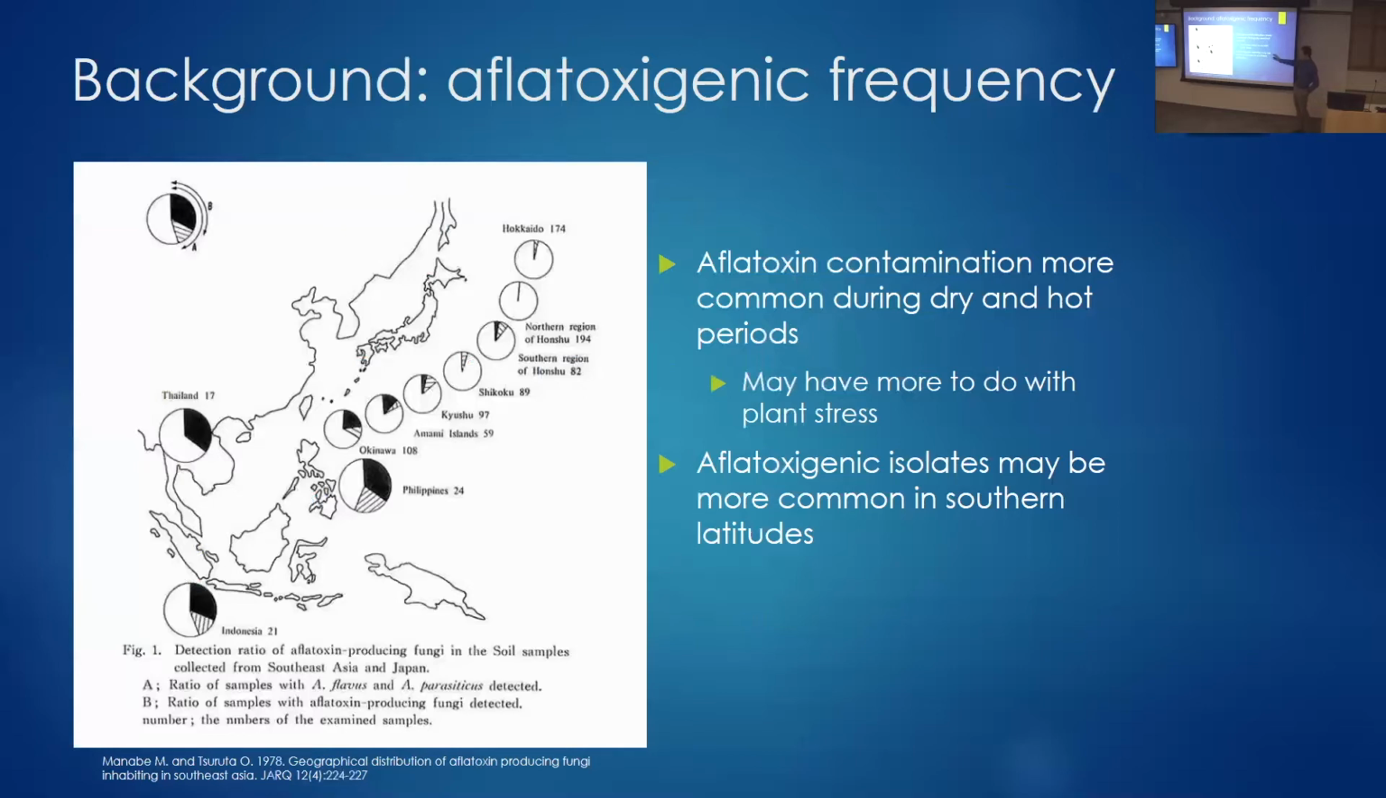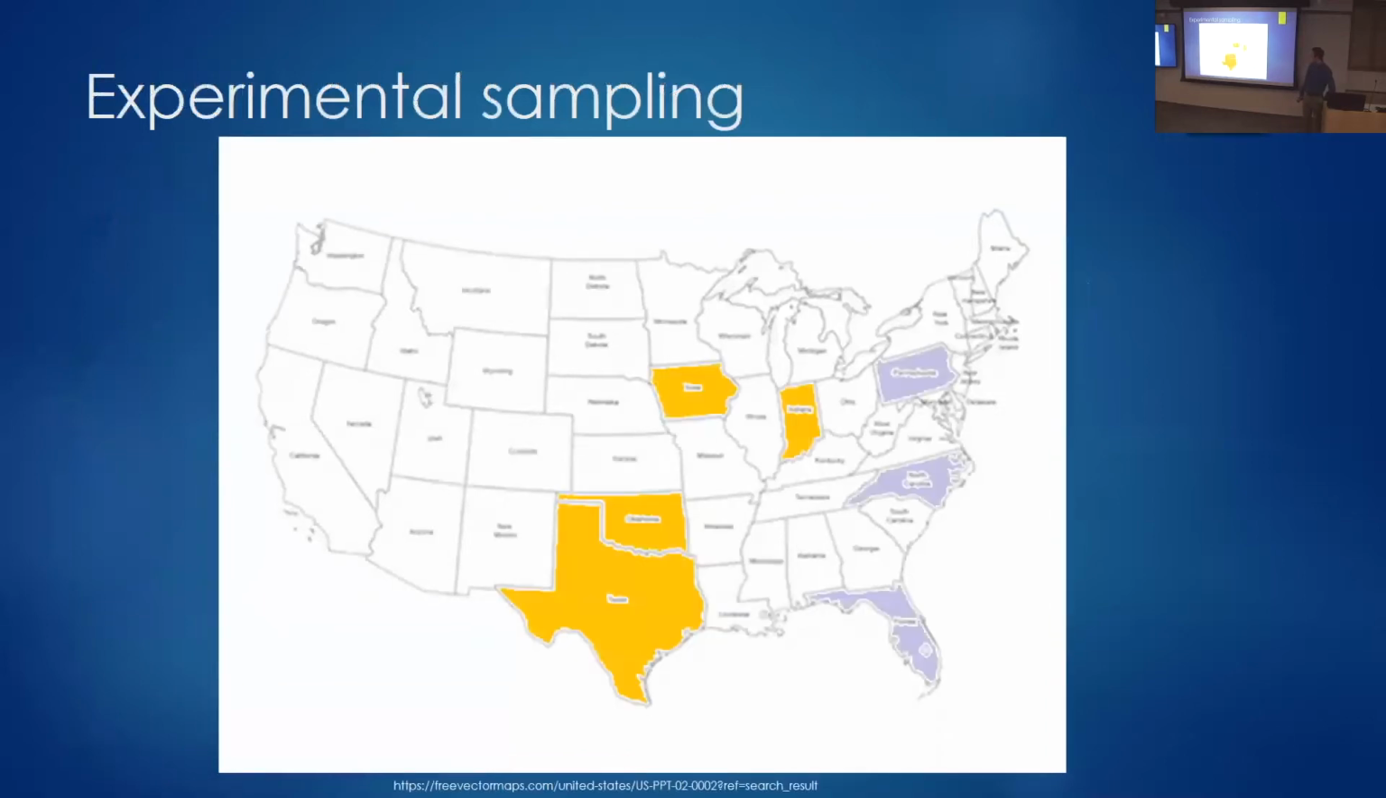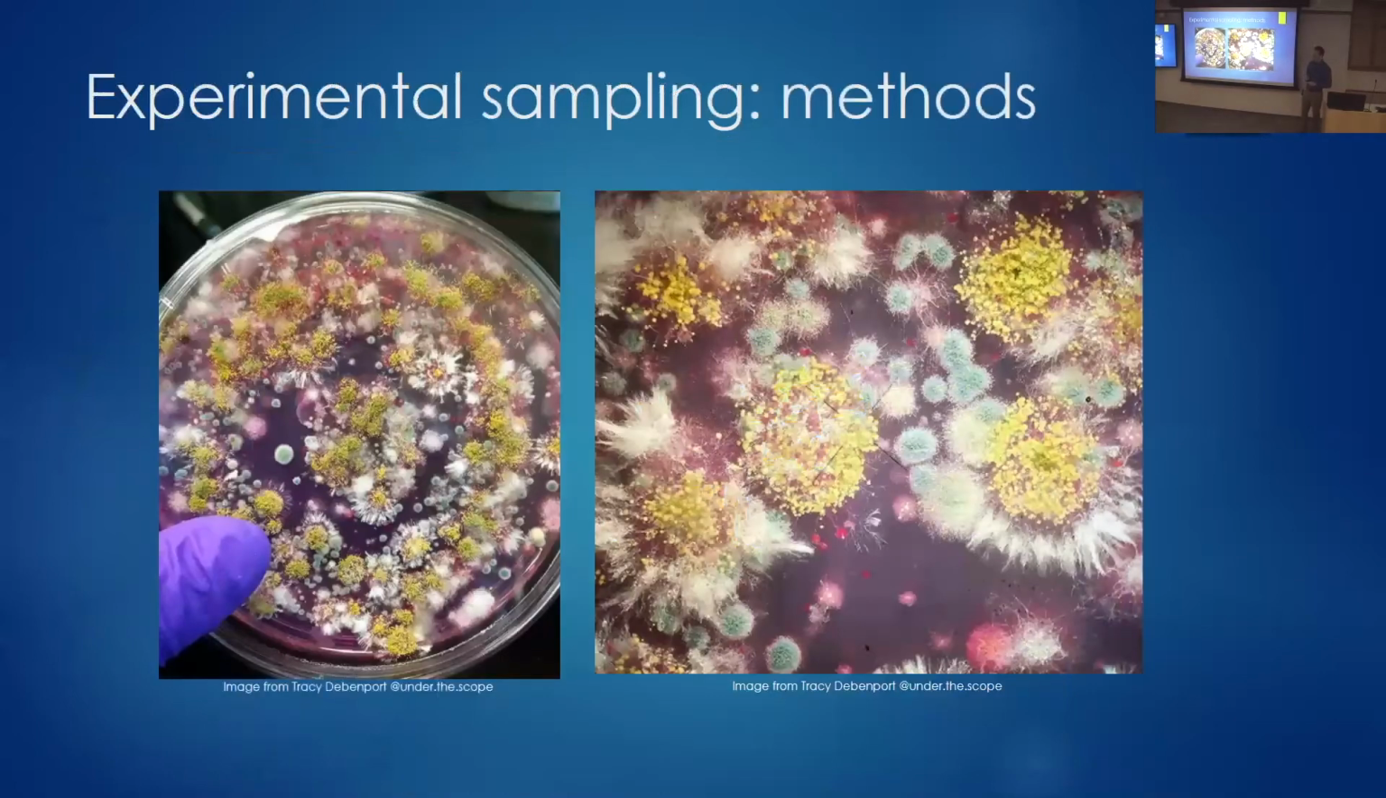So we decided to follow up on this because Japan is far away. We decided to do it in the United States. So we developed 2 transects. These are roughly of the same latitude across. And so we did sampling at all of these locations with the help of collaborators who scooped up soil and sent it to us. And then we isolated them on soil dilution plates.